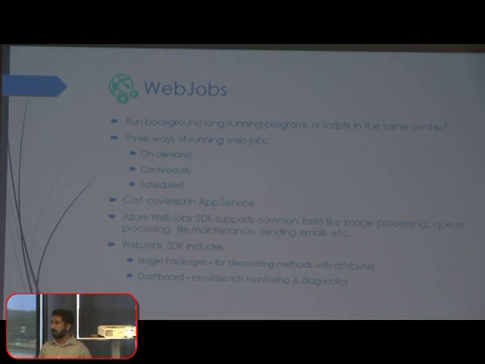There is no extra cost for running web jobs because they run in the same app service plan as the web app and in the same server. They support, as I said, common tasks like image processing, queue processing, file maintenance, and Microsoft provides an SDK for Azure Web Jobs, which we can utilize to develop all those capabilities. And WebJob SDK also includes NuGet packages for decorating methods with attributes specific to web jobs, and a dashboard which provides rich monitoring and diagnostics for our web jobs. I will show it in a demo.